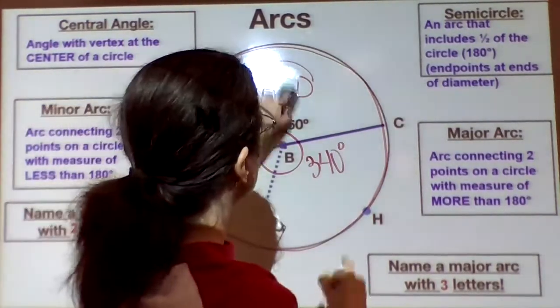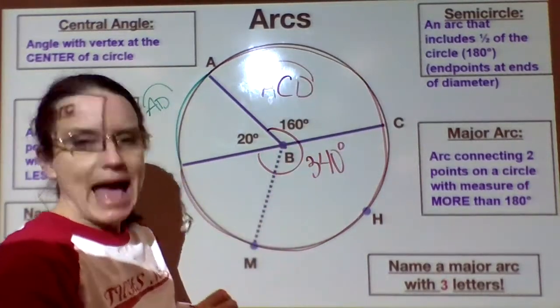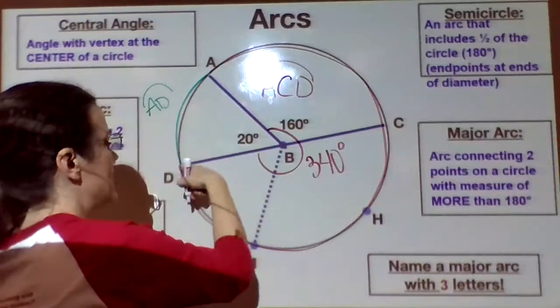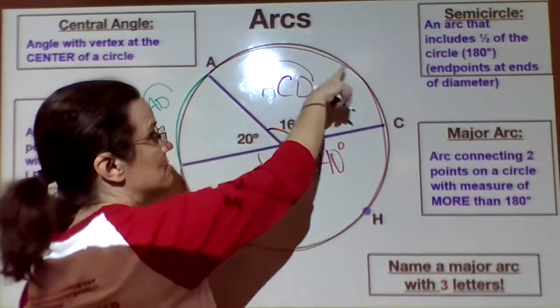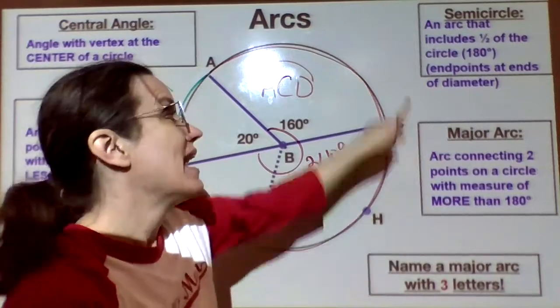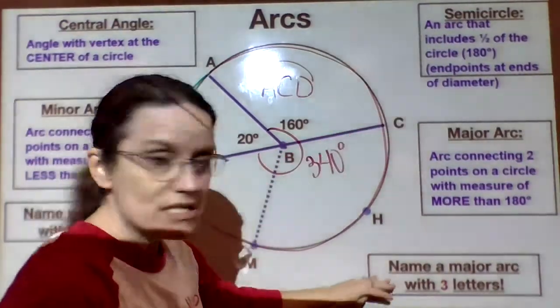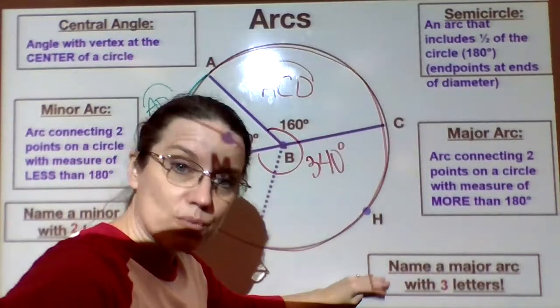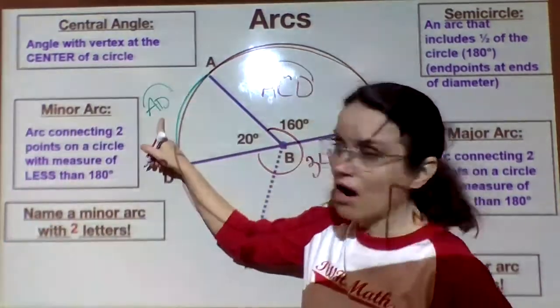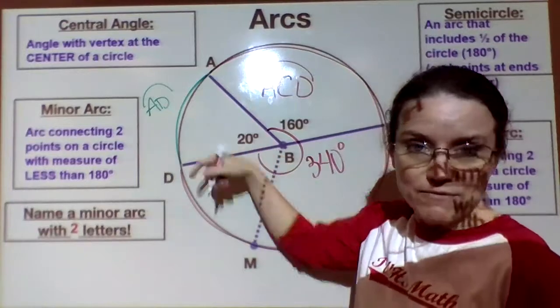Now, could I have used the letter C here? Absolutely. I still start at A, I still go around this way, and I still end up at D. So it can be any point in between. Just make sure for major arcs and semicircles, always use 3 letters. Your start, somewhere in the middle, and your end. For minor arcs, we just go directly from them.